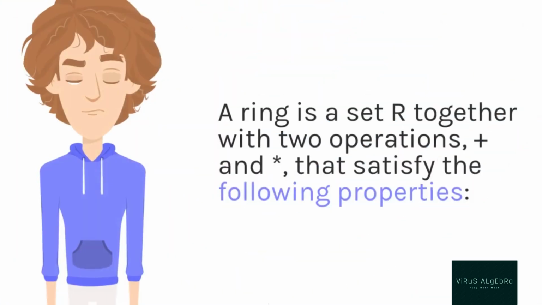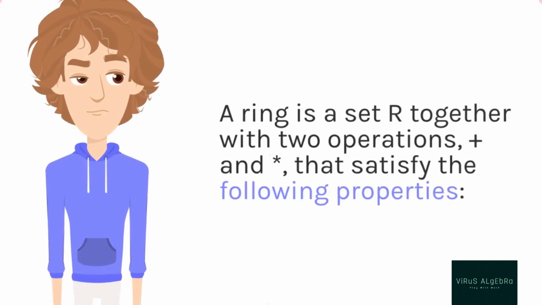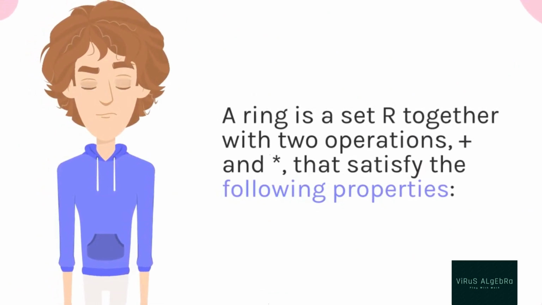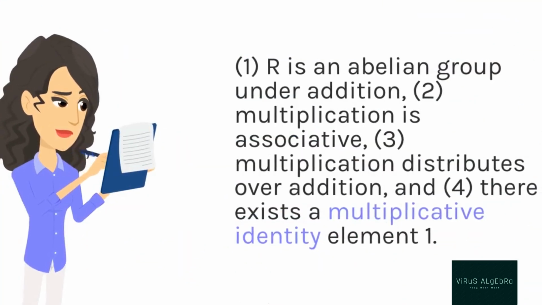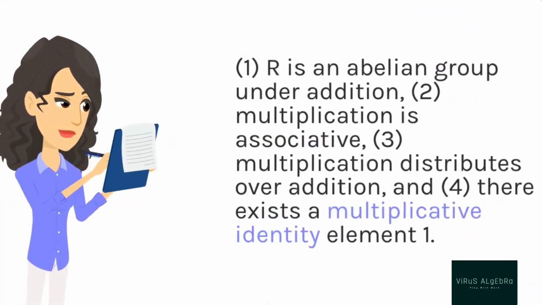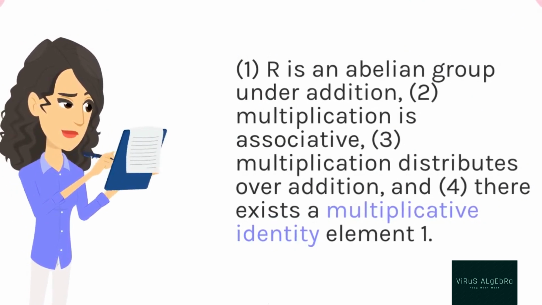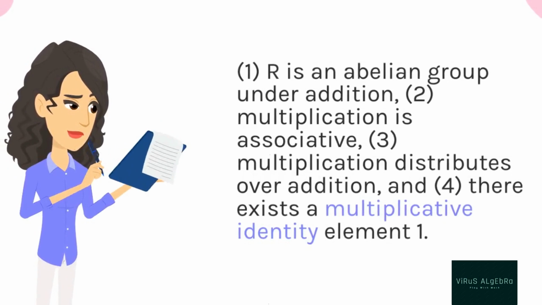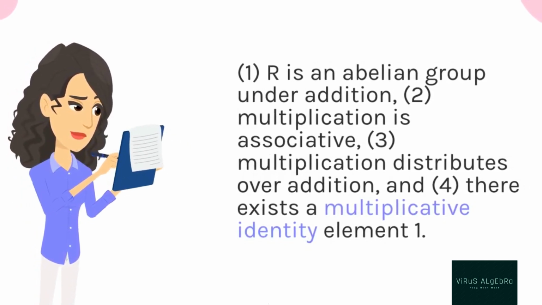A ring is a set R together with two operations, plus and times, that satisfy the following properties. 1. R is an abelian group under addition. 2. Multiplication is associative. 3. Multiplication distributes over addition. And 4. There exists a multiplicative identity element 1.